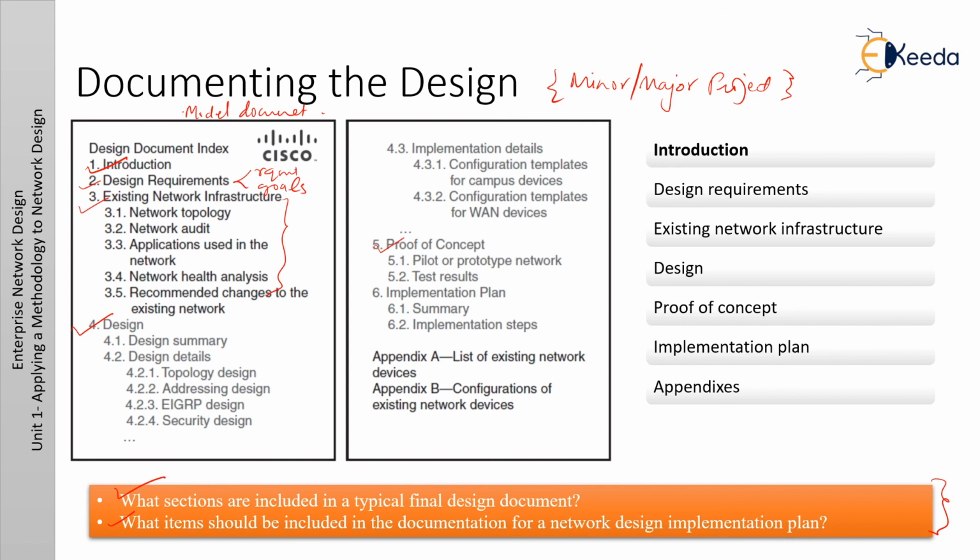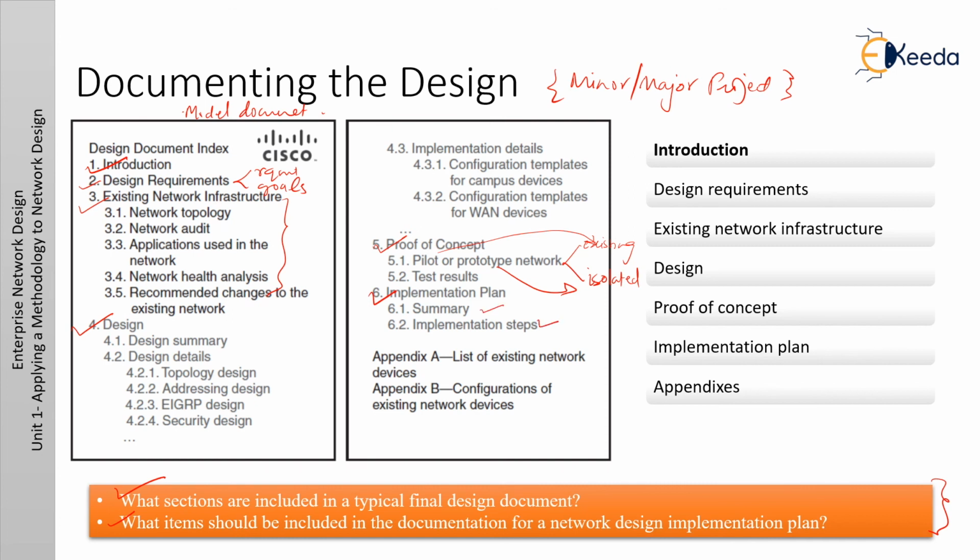Next is proof of concept, pilot or prototype networks. Pilot is used for the existing network. It is tested in the existing network. Prototype is in an isolated network and pilot is in the existing network. This section, the proof of concept section, describes the pilot or prototype network verification and test results. And finally, the implementation plan, which includes summary and implementation steps.